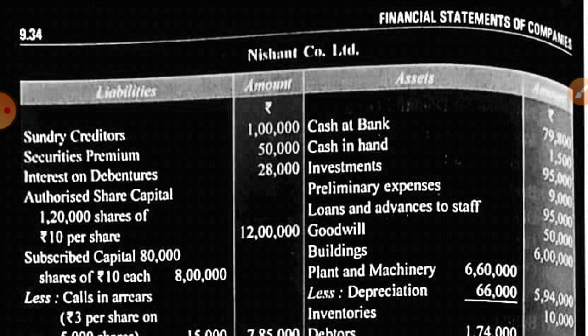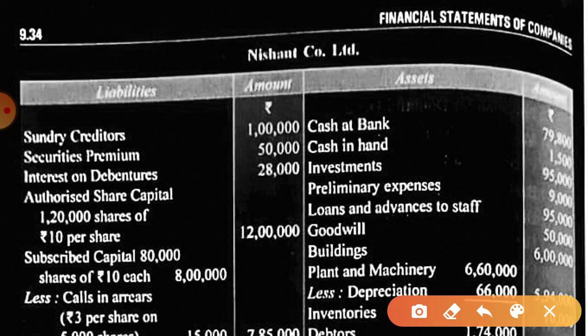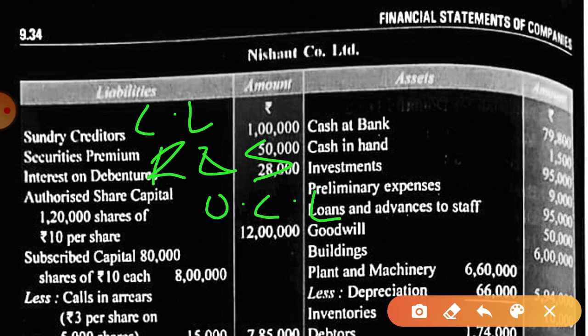Okay, so first what I am going to do is write where each item will be treated. Now sundry creditors, where will it be treated? Current liabilities, yes or no? As trade payables. Then securities premium, reserves and surplus. Then interest on debentures, other current liabilities. Authorized share capital will be shown separately, isn't it? It will be shown in share capital, not required for balance sheet purposes. Then subscribed capital, this is required, it will be shown as the share capital amount.